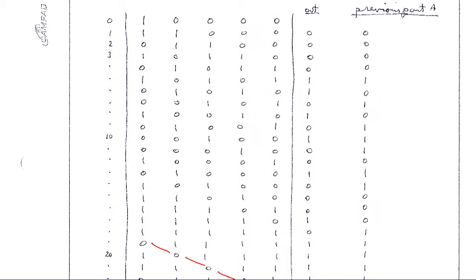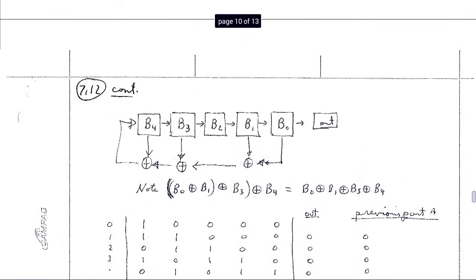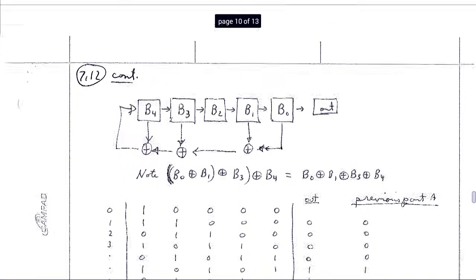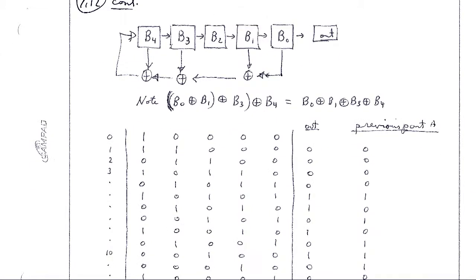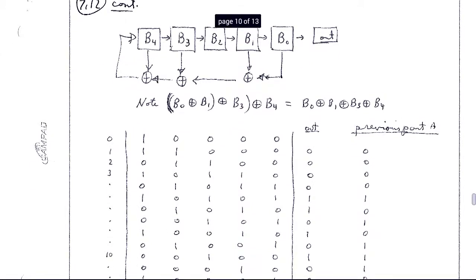And that's it. It's just practice doing an LFSR, and it's kind of a big one because it's of length 5 registers here. So I hope that helps on 7-12.